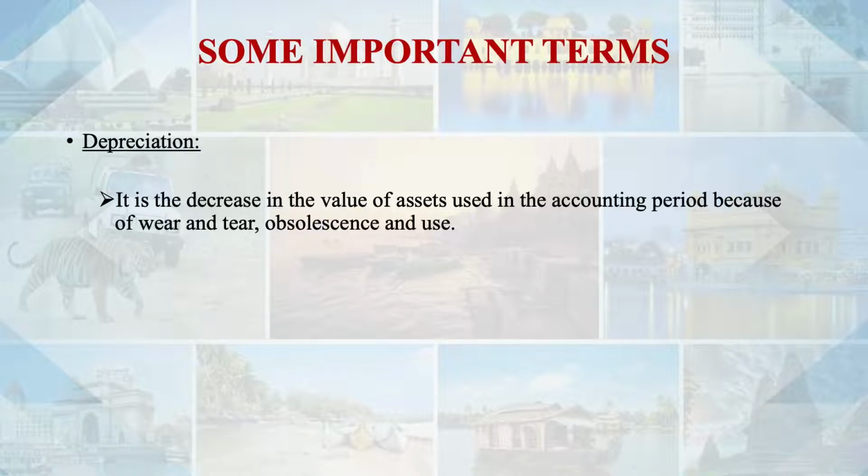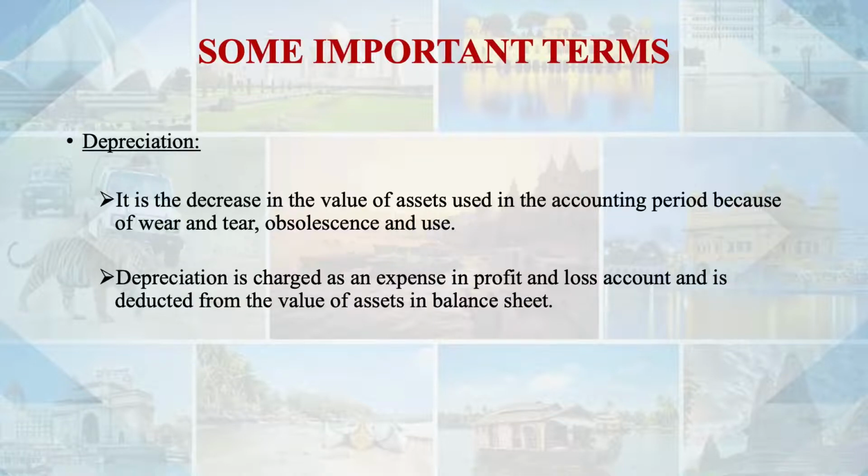The reason can be different. I'm using it because of wear and tear, the building becomes obsolete, the building collapsed, or anything could be there. So any reason because of which there is a decrease in the value of asset, we have to record that decrease in our profit and loss account statement, and this is recorded as an expense. Depreciation is charged as an expense in your profit and loss account, and it has to be deducted.